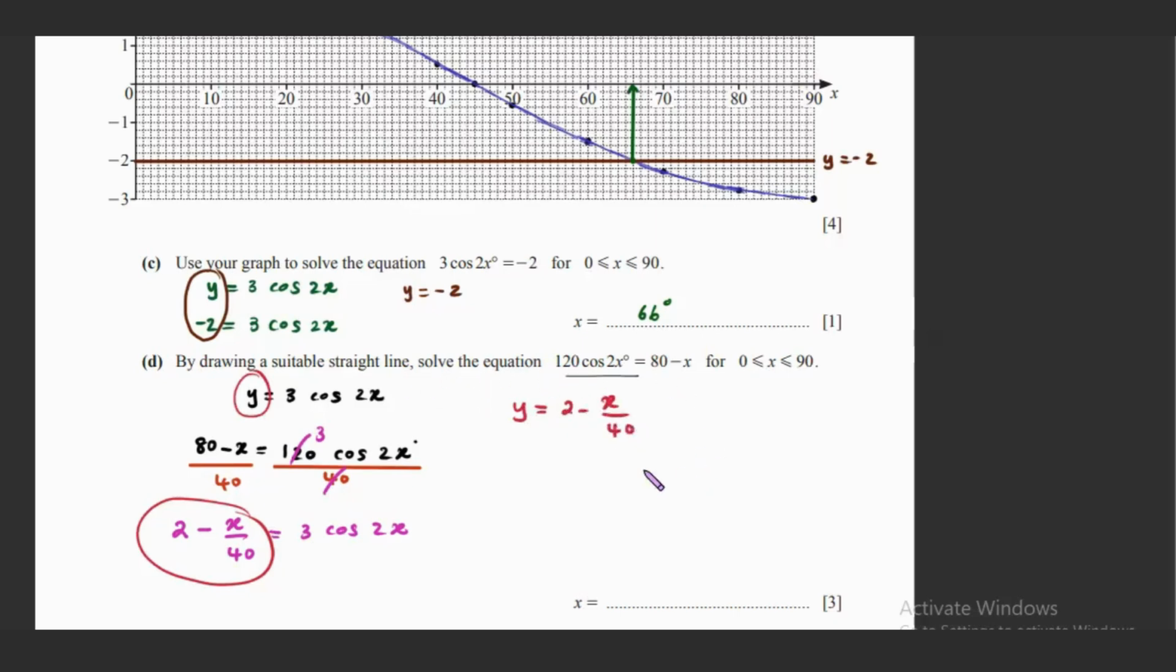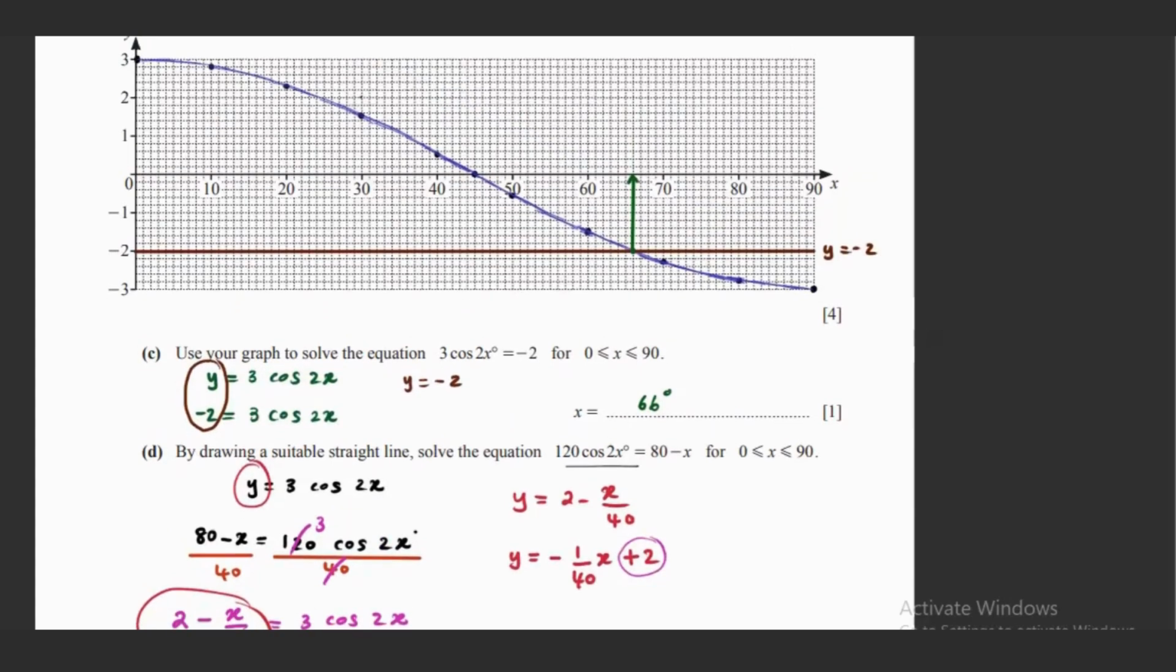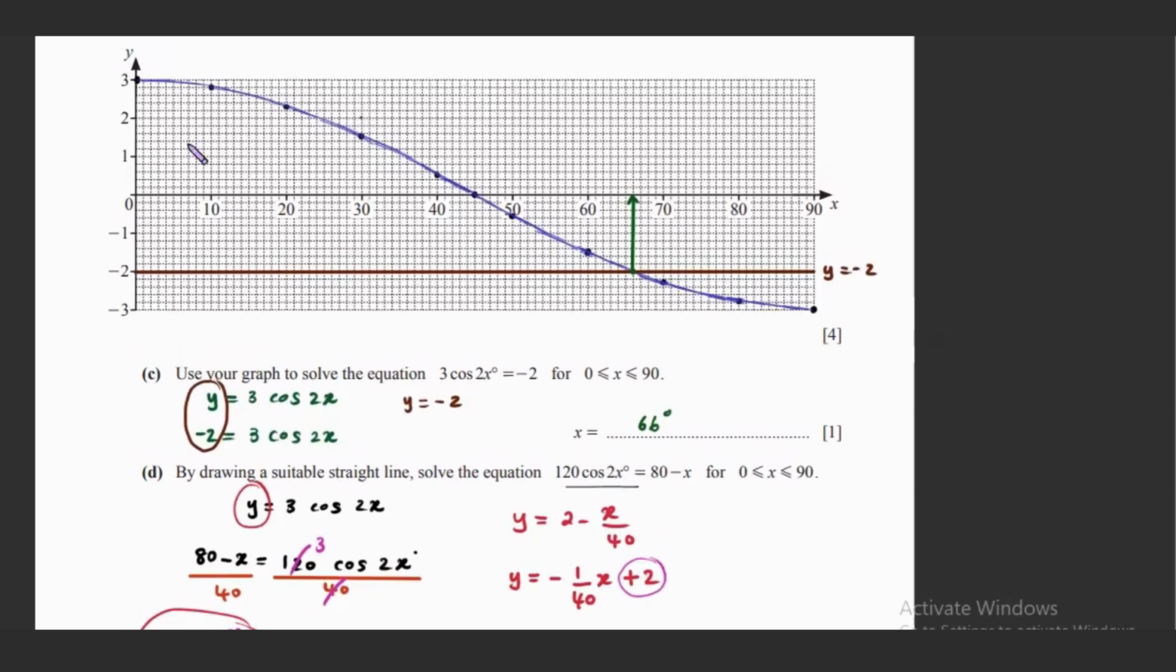I can rearrange this and write it in the straight line equation format. So the term with the x should be written first, right after the equal sign. It's going to be minus 1 over 40 x, because this is the gradient m. And then I have plus 2, which is the y-intercept. That is the place where the straight line hits the y-axis. So that is going to be this plus 2.